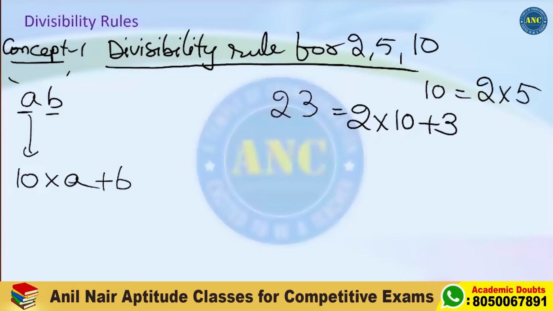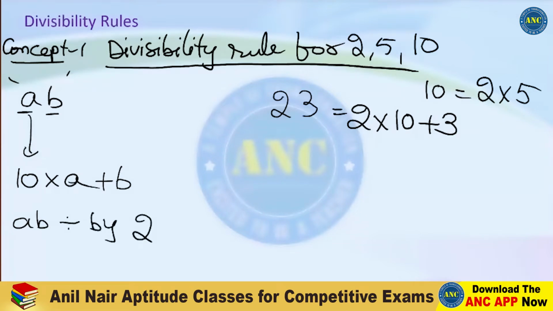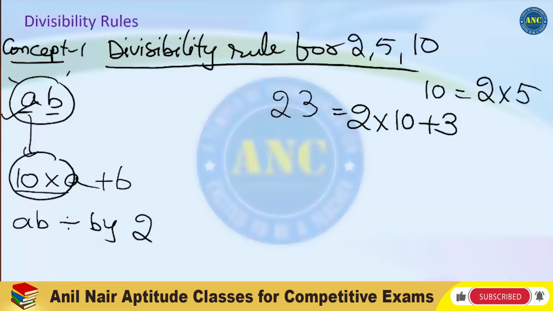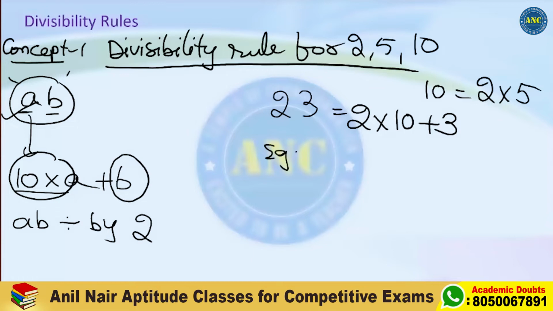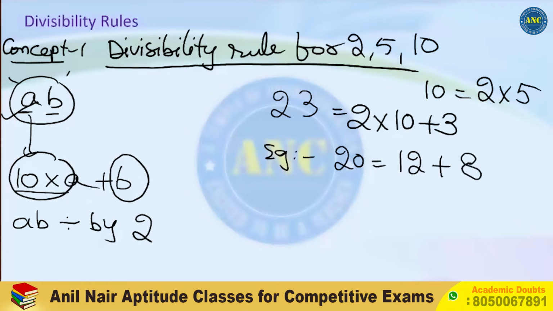Now 10A plus B. Suppose AB is divisible by 2. I said that this 2-digit number is divisible by 2. That means AB is divisible by 2. 10A, 10 is nothing but it is divisible by 2. This number is divisible by 2. Obviously, B should also be divisible by 2. Why? Because, for example, 20 is nothing but 12 plus 8. 20 is divisible by 2, 12 is divisible by 2, 8 should also be divisible by 2.